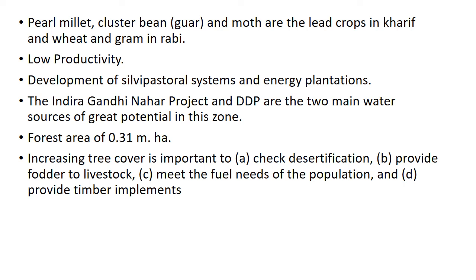The Indira Gandhi Nagar project and DDP are two main water sources of great potential in this zone. Forest area is 0.31 million hectares. Increasing tree cover is important to check desertification, provide fodder to livestock, meet the fuel needs of the population, and provide timber for implements.